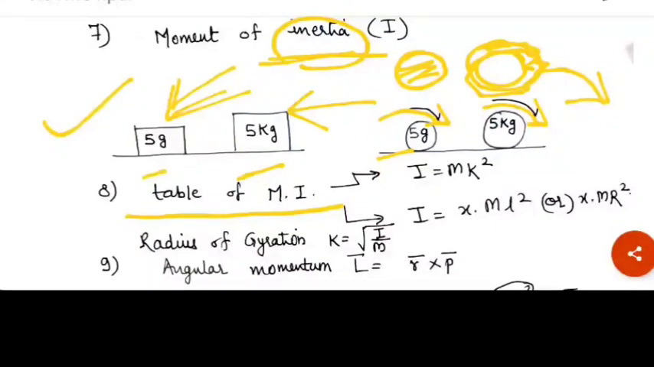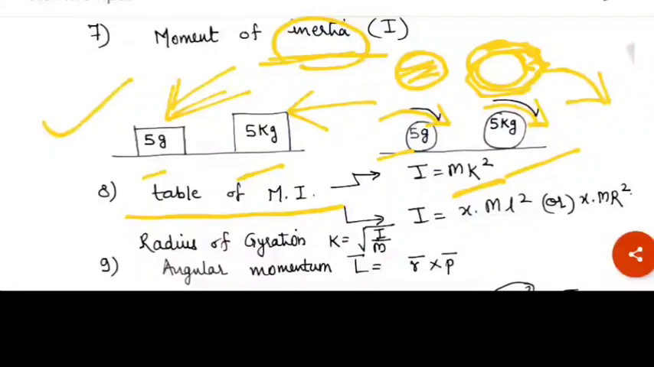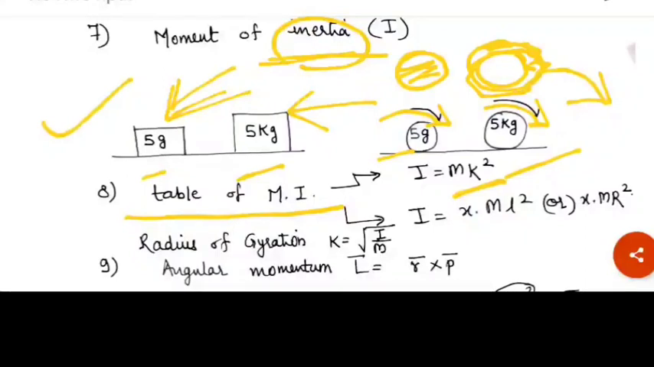Moment of inertia sometimes takes the common formula m k square, where k is the radius of gyration. It is defined as the distance between the axis of rotation and a point at which the whole mass of the body is supposed to be concentrated at the time of rotation, and its expression will be square root of I upon m.